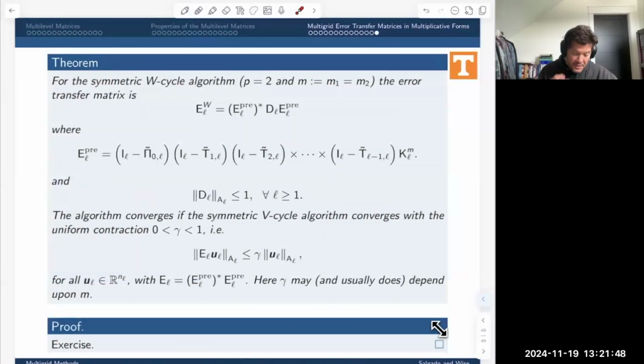All right, now for the symmetric V-cycle algorithm, that is P equals 2, with M1 and M2 equal to some common value M.